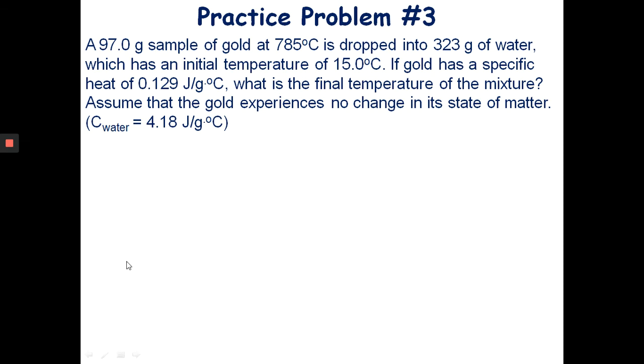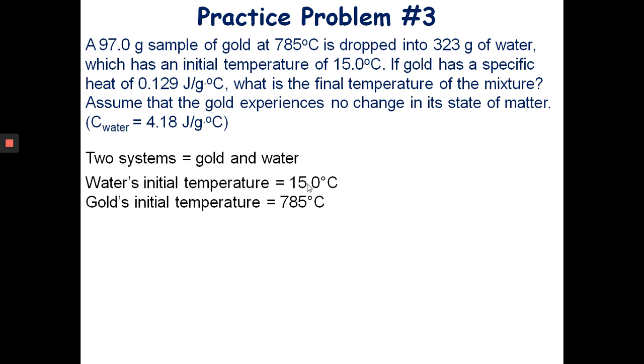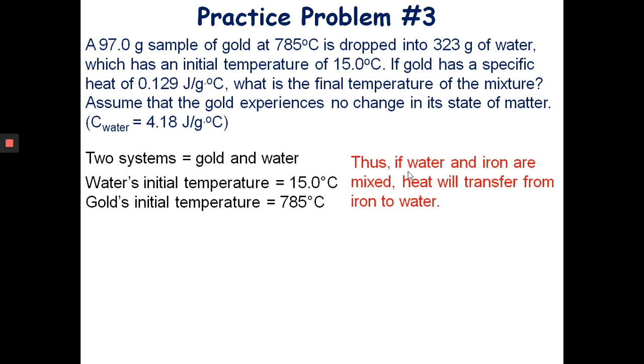All right, so a 97.0 gram sample of gold is at 785 Celsius. It is heated up, it's really hot. And it's going to be dropped into 323 grams of water, which has an initial temperature of 15 Celsius. If gold has the specific heat capacity given, what would be the final temperature of the mixture? All right, so two systems, gold and water. Water's initial temperature is 15 Celsius, gold's initial temperature is 785. So water, I'm sorry, this is a typo. When water and gold are mixed together, heat will transfer from gold to the water.